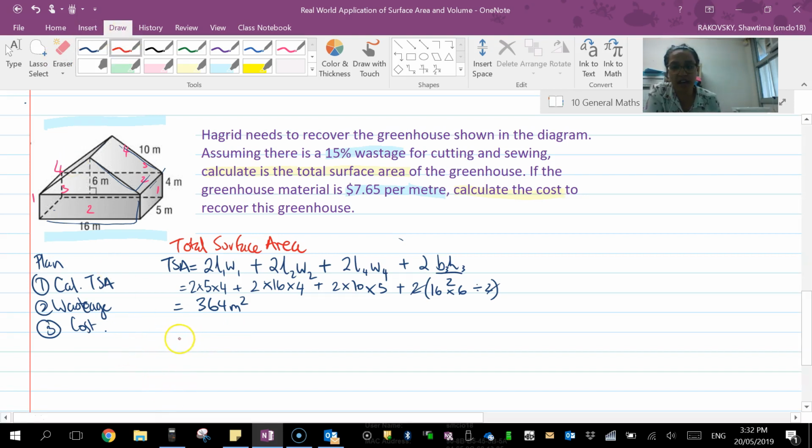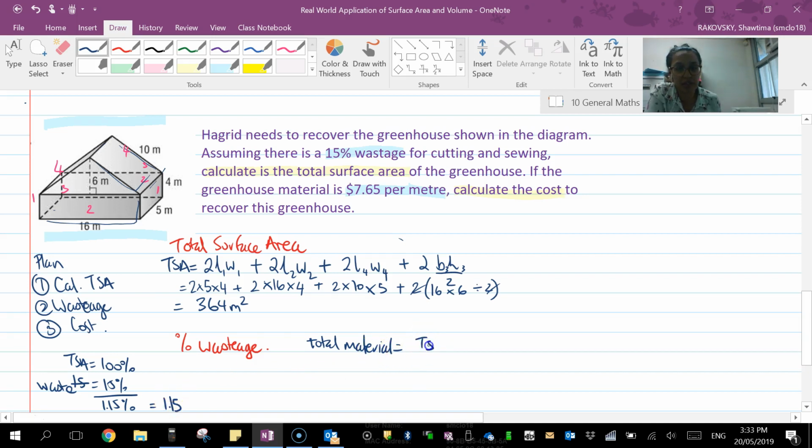I'm going to take that surface area now and calculate percentage wastage. So to do that, I'm going to take 15% of it. If you break it down, to find total material, it's going to equal the original item, so the total surface area, and that's 100%. And we also want to find the 15% wastage. So if we add those together, another way we can write that is 1.15. So my total material is going to be my total surface area multiplied by 1.15. And that'll give us 364 times 1.15. Our total material required, including wastage, is going to be 418.6 meters squared.